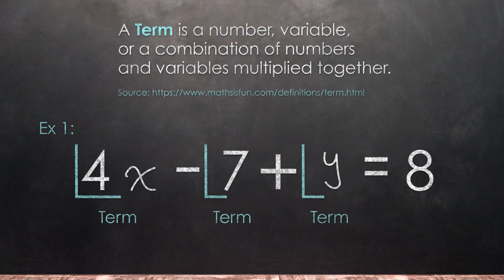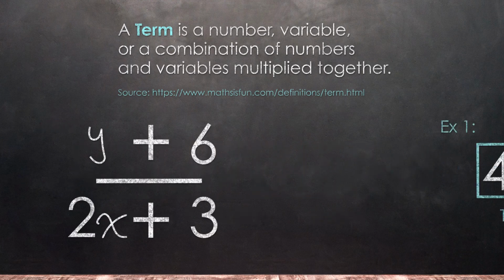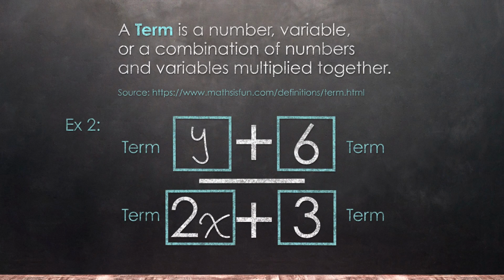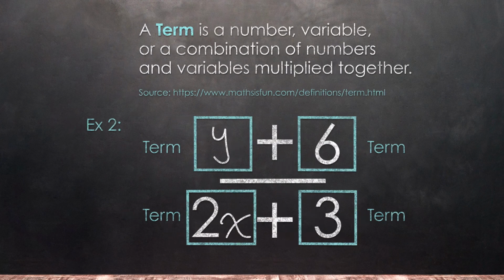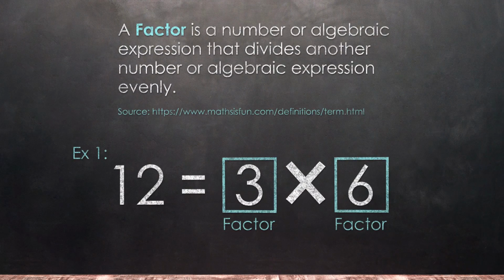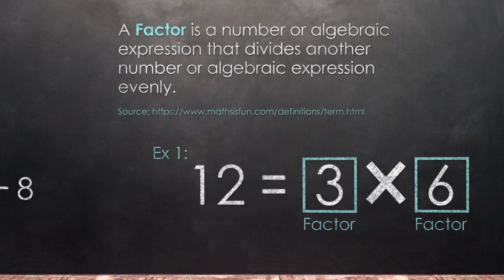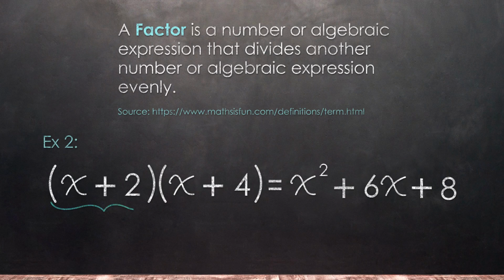A term is a number, variable, or a combination of numbers and variables multiplied together. A factor is a number or algebraic expression that divides another number or algebraic expression evenly. 3 and 6 are factors of 12, since they divide 12 evenly. Similarly, x plus 2 and x plus 4 are factors of x squared plus 6x plus 8.